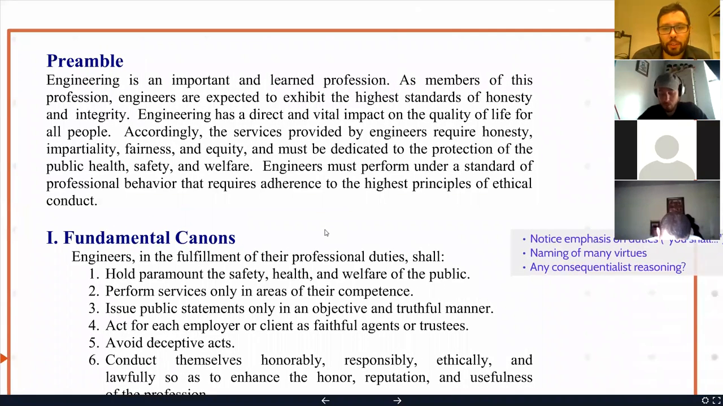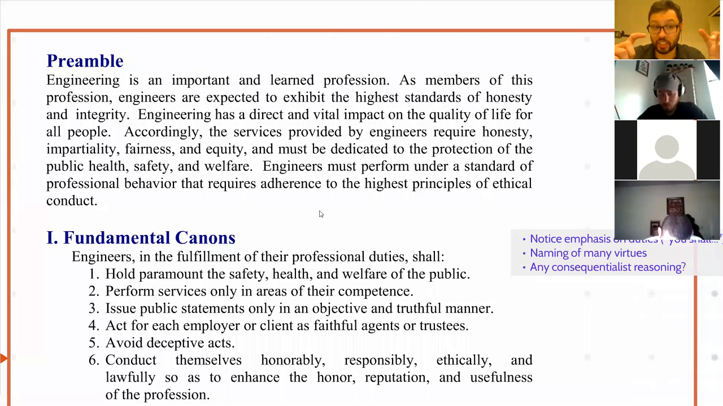I'll go ahead and read the preamble and the fundamental canons, because this is supposed to be the core that everything else is built on. And the rest of the document is really just an elaboration of each of these 6 points in the fundamental canons. The preamble in any kind of founding document like this is always supposed to sort of contextualize, you know, what is this document for? What is the motivation for writing it? What are the goals that it wants to achieve?